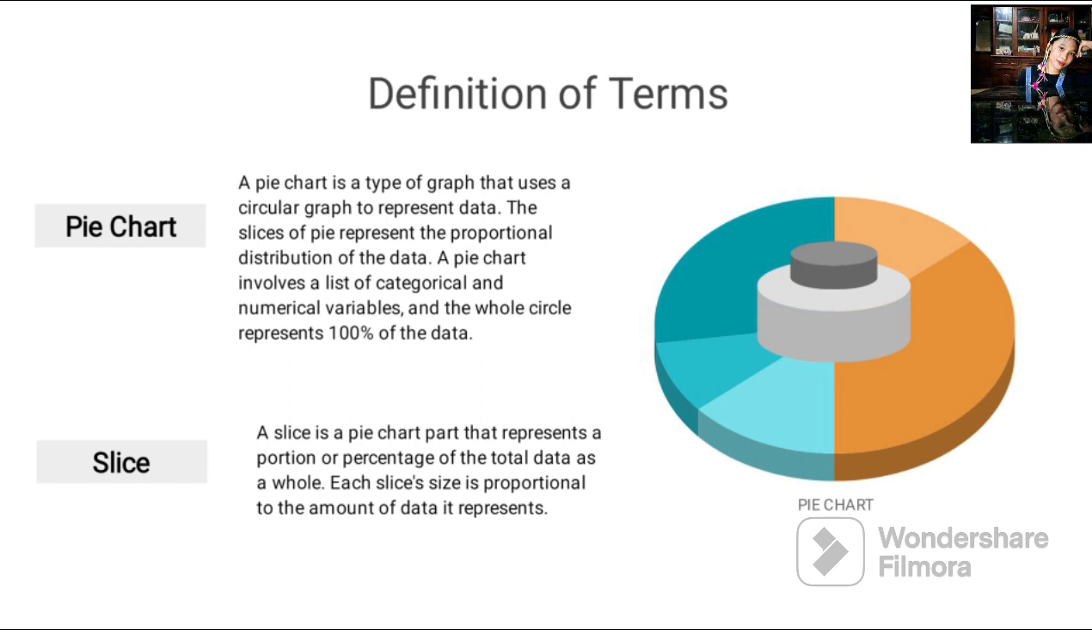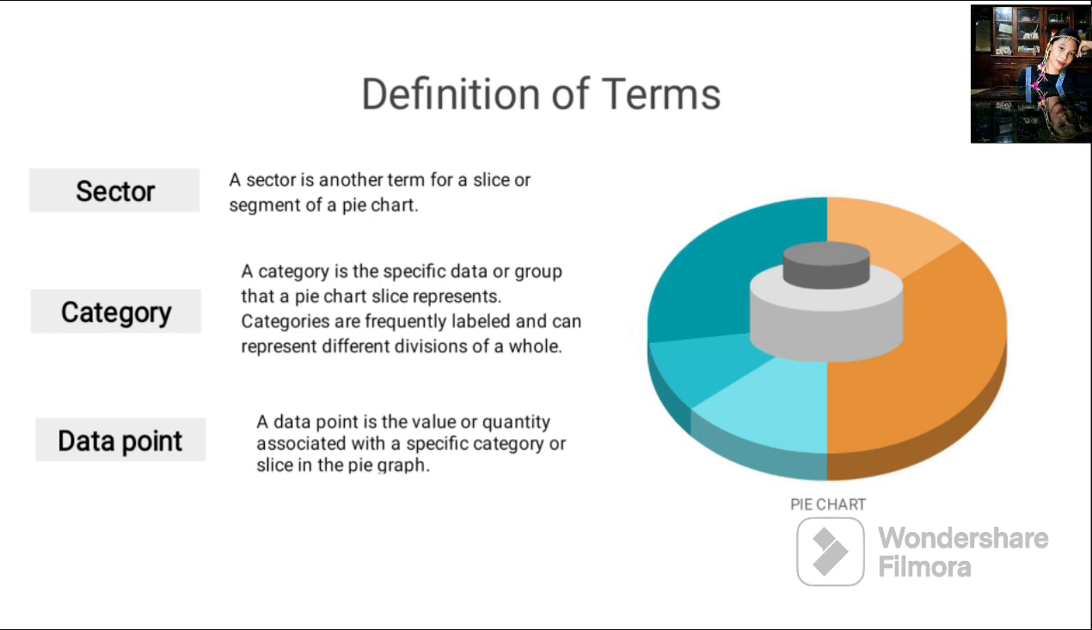And next is slice. So a slice is a pie chart part that represents a portion or percentage of the total data as a whole. Each slice's size is proportional to the amount of data it represents. Sector. A sector is another term for a slice of a pie chart. The next is category. So a category is the specific data or group that a pie chart slice represents. Categories are frequently labeled and can represent different divisions of a whole.